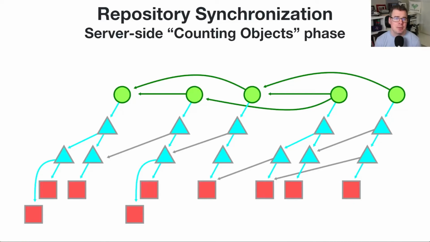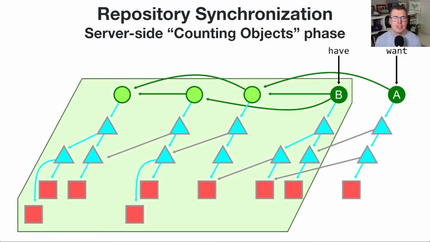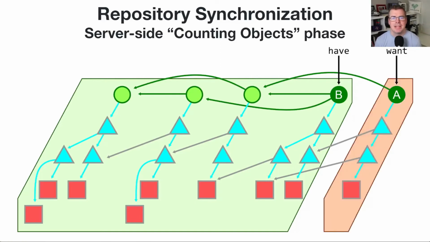Here's an example object graph, including commits, trees, and blobs. Suppose the client sends one have and one want. It wants the commit A and has the commit B. The server infers that the client has everything reachable from the haves, giving this region of objects. The server then determines which objects are reachable from the wants, but not reachable from the haves. These are the objects the client needs.